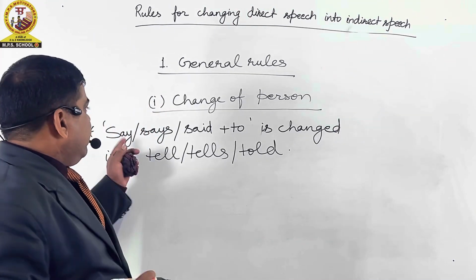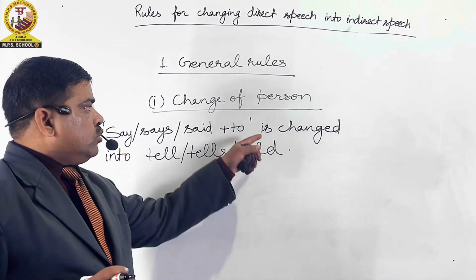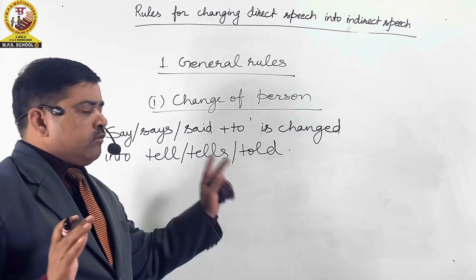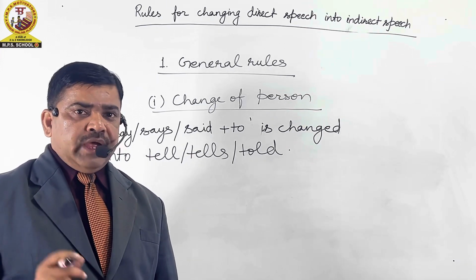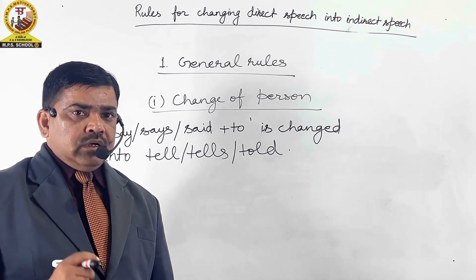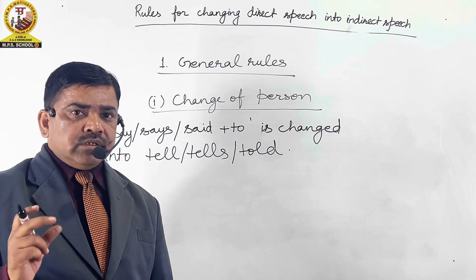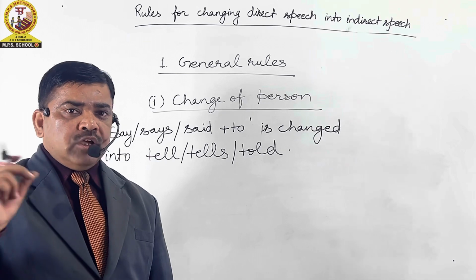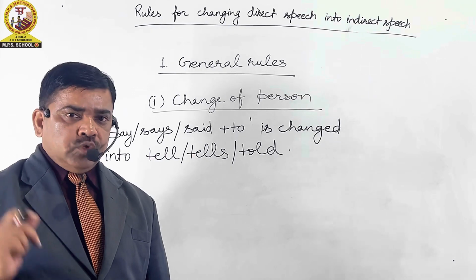Friends, here I have written: say, says, said plus "to" is changed into tell, tells, told. When we change direct speech into indirect speech, we have to keep in mind that if there is an object after a reporting verb and the reporting verb is say, says, said, there will be a preposition "to" between the reporting verb and the object. Then we change it into tell, tells or told.